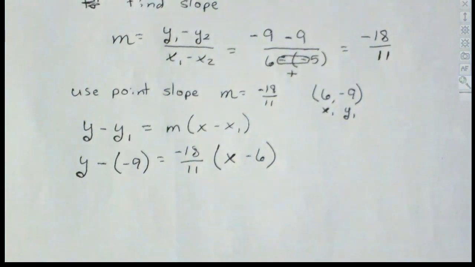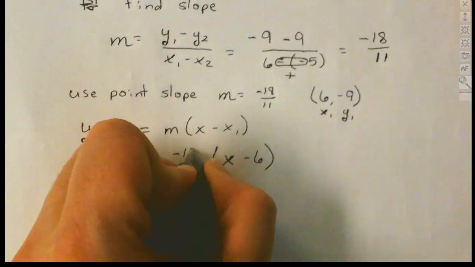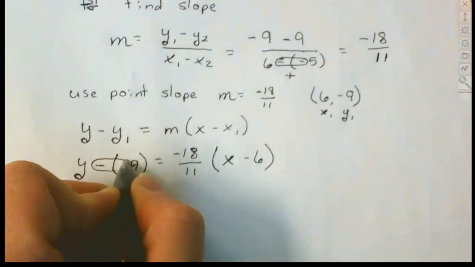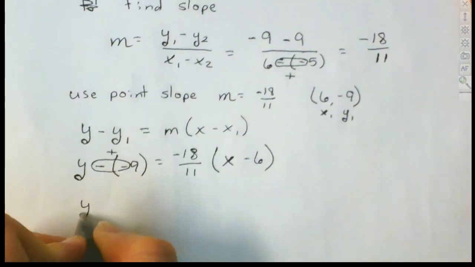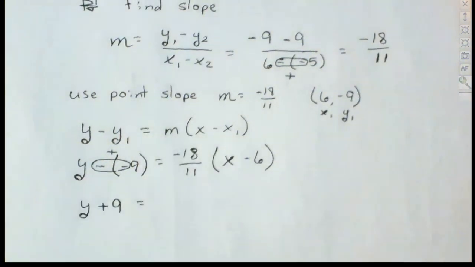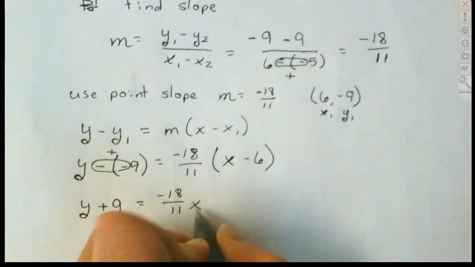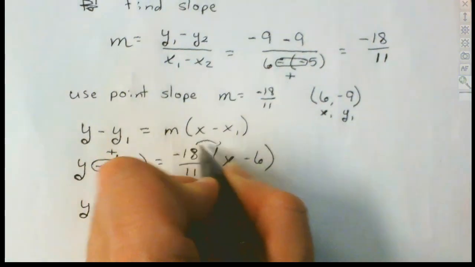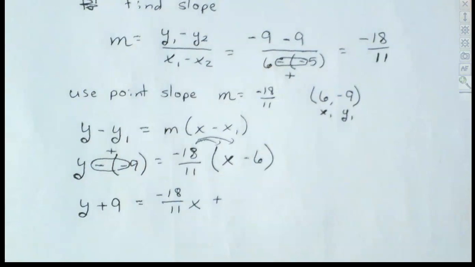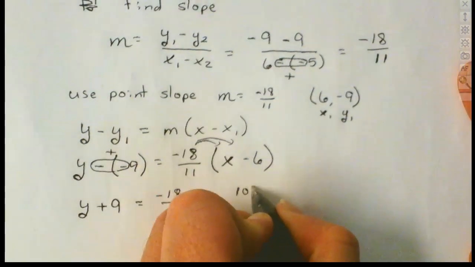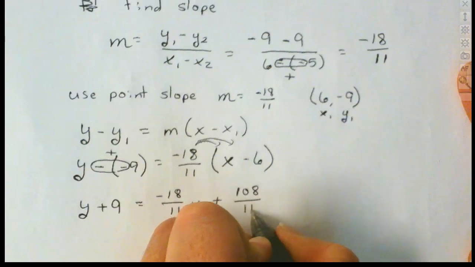I'll do one more step, and then I'll leave it to you for you to get in standard form. So we'll do one more step. Double negatives here, make this positive, and that's y plus 9 equals, and we're going to go ahead and multiply through. That's minus 18 over 11x. Double negative, when I distribute through, makes it positive. And 18 times that 6, that makes it 108 over 11.